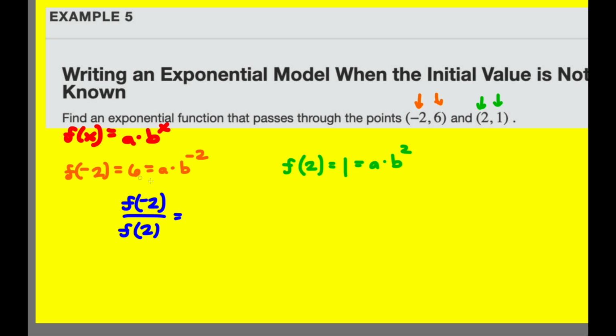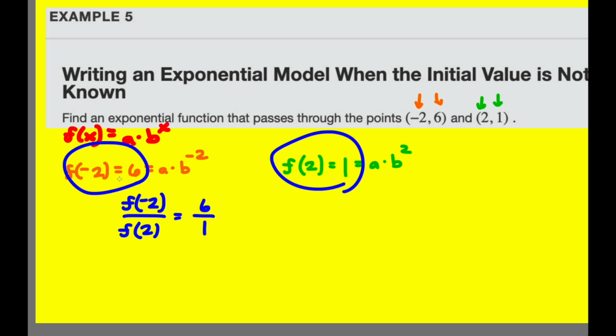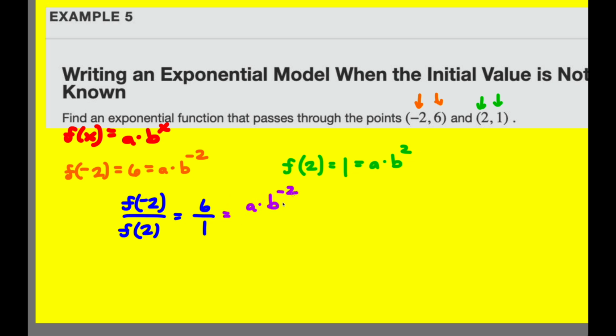So first of all, f of negative 2 is equal to 6. f of 2 is equal to 1. I wrote that here and here, so that should not be a shock of where I got those numbers. And then this is going to be equal to, f of negative 2 is a times b to the negative 2, and I'm dividing it by a times b squared. 6 over 1 is 6. The a's cancel, and then we have b to the negative 4th power, because with negative 2 and the squared there, you're going to be subtracting whenever you divide by those powers like that. And this is a b, not a 6. Kind of looks like a 6.